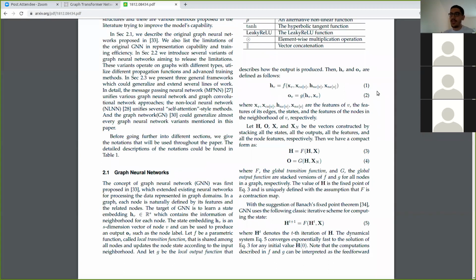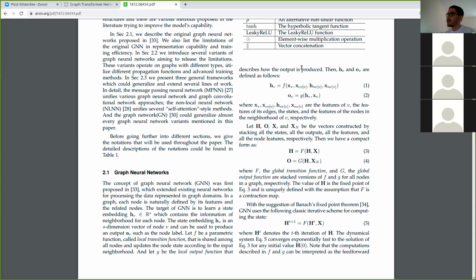After this is done, it is then passed into another function to produce an output. Of course, this is task specific. Normally what I've seen is that g here is given by a fully connected layer followed by a softmax. If this is for a node classification task, that's what it would be. But of course, GNNs can be used for tasks not just node classification, but also graph classification, link prediction, and edge classification as well.